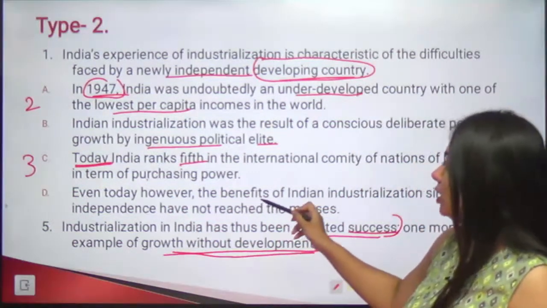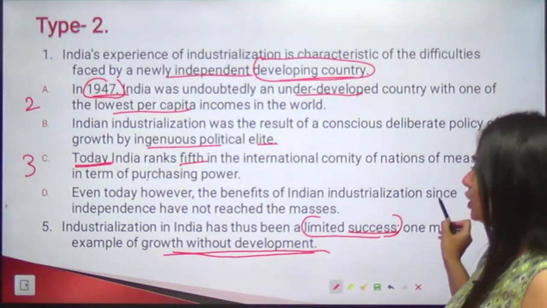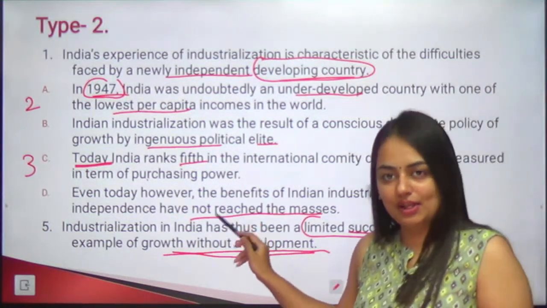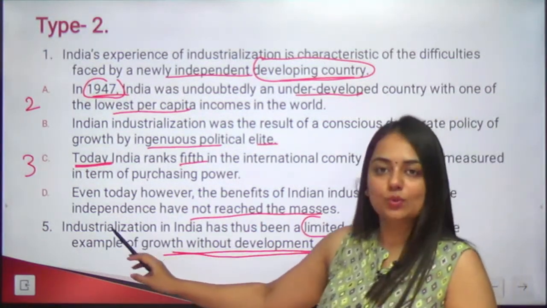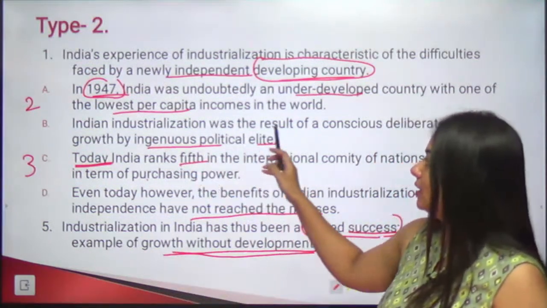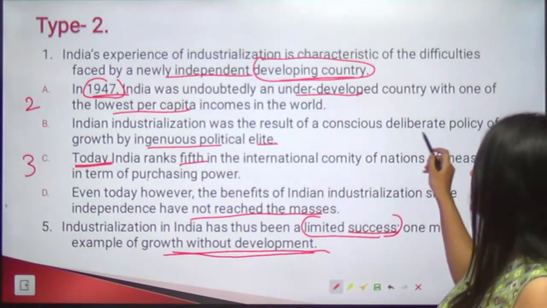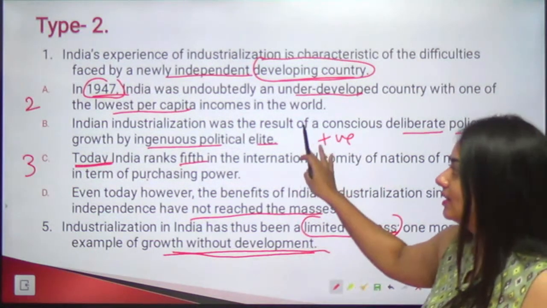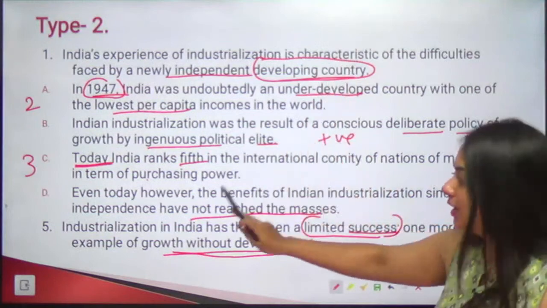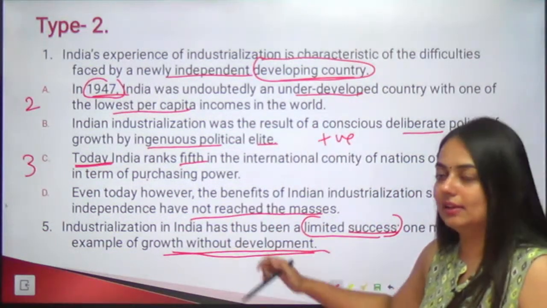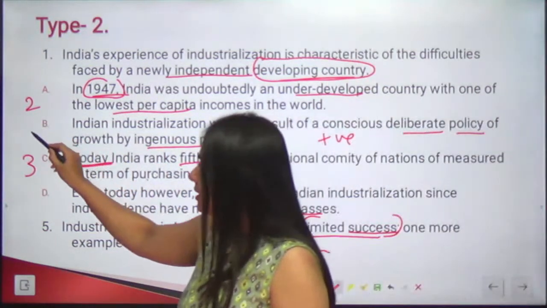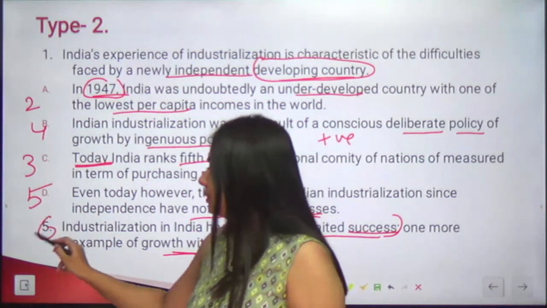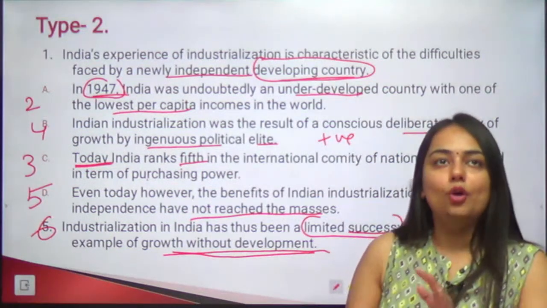Even today, however, the benefits of Indian industrialization since independence have not reached the masses. The similar kind of tone, just as the fifth one's was. But this one, Indian industrialization was the result of conscious, deliberate policy, is a kind of positive sentence, which means this sentence is going to go with the first half and this will come with the last sentence. So it shows us this should be the fourth one, this should be the fifth one, and this should be the sixth one. I hope this one is clear.